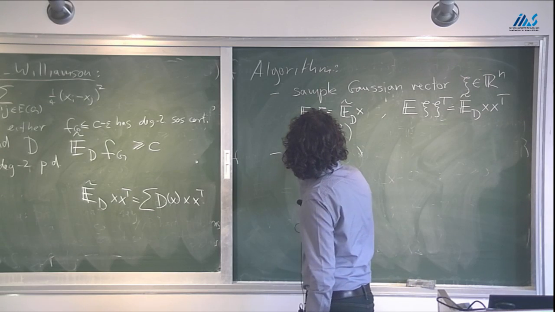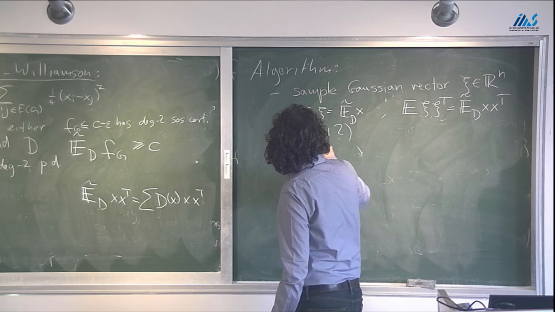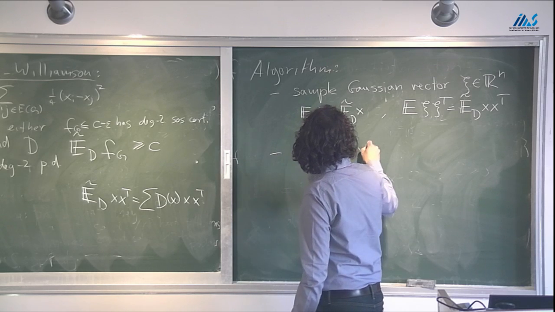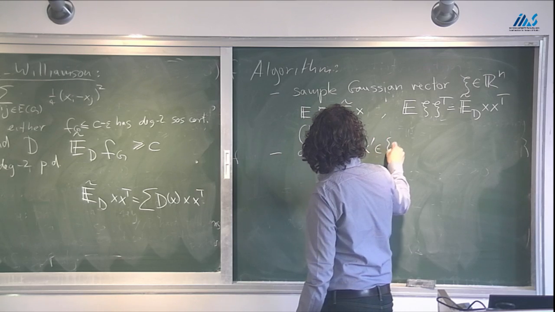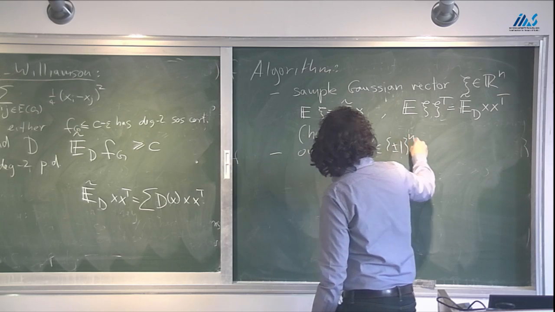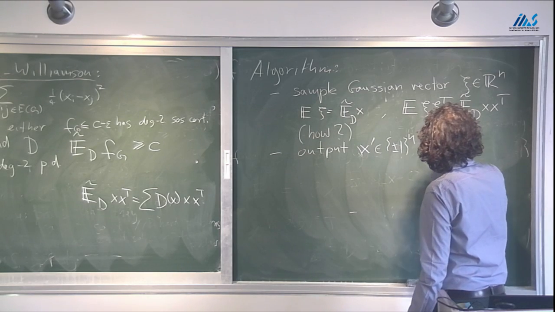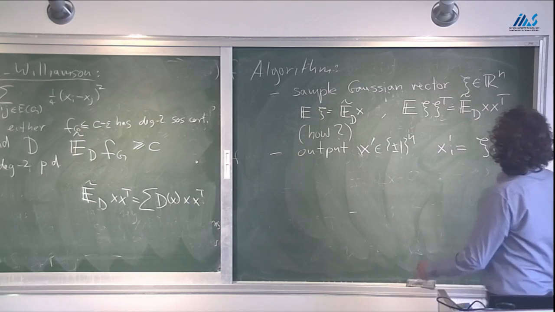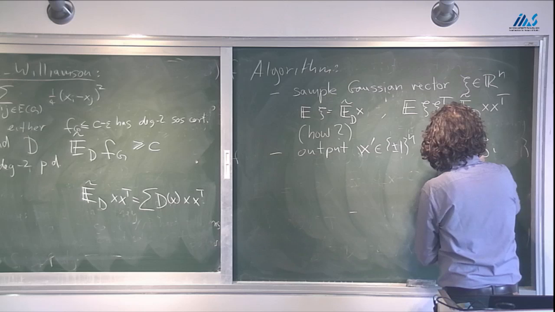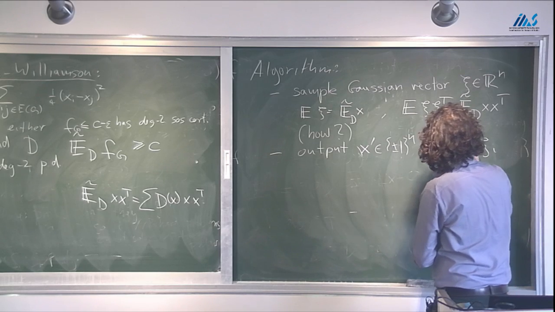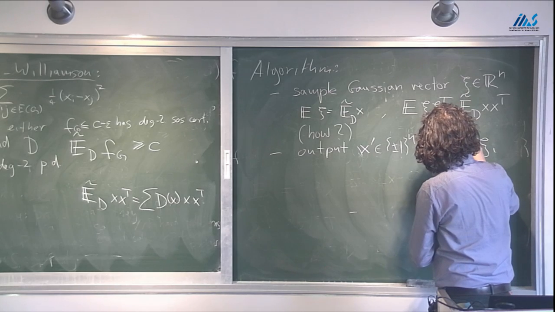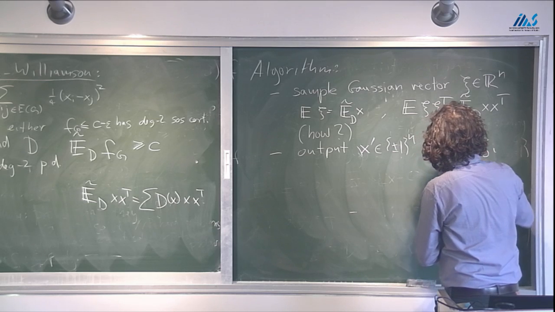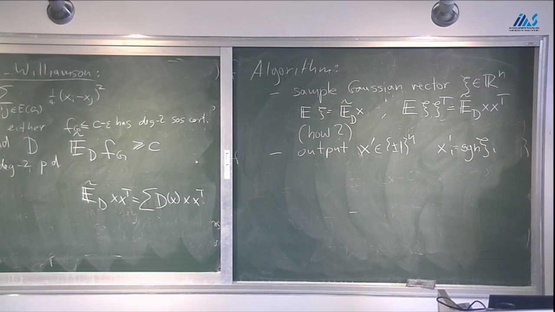And the second step is that you output the vector x prime on the hypercube, obtained by choosing the ith coordinate of x prime to be the sign of xi_i.